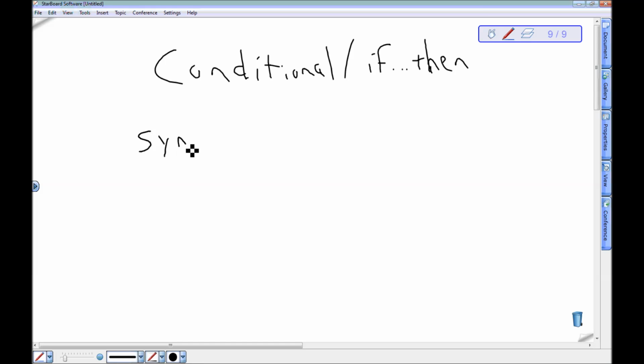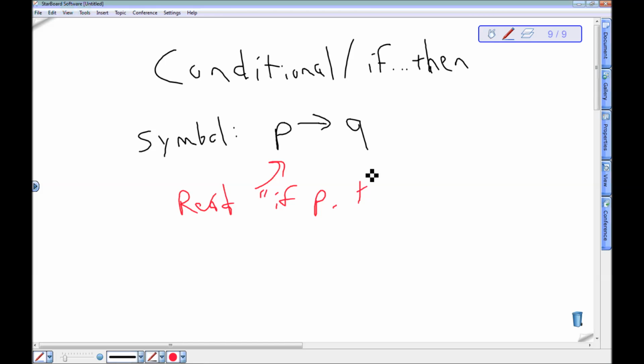The symbol for this is written this way. Again, it takes two inputs, so I've got a P, I've got an arrow pointing to the right, and then a Q, and this is read if P, then Q. This is called the conditional because there's some condition here that if it's met, it guarantees the second part.